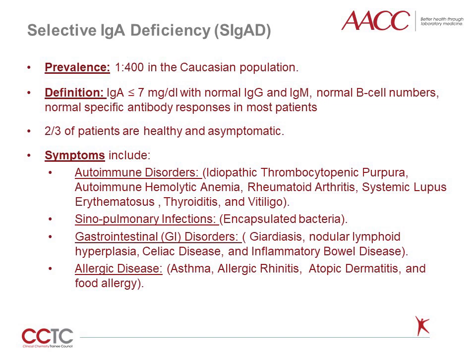Symptomatic patients may present with autoimmune disorders such as idiopathic thrombocytopenic purpura, autoimmune hemolytic anemia, rheumatoid arthritis, systemic lupus erythematosus, thyroiditis, and vitiligo, or sinopulmonary infections with encapsulated bacteria, gastrointestinal disorders such as Giardia infection, nodular lymphoid hyperplasia, celiac disease, and inflammatory bowel disease, or allergic diseases such as asthma, allergic rhinitis, atopic dermatitis, and food allergy.